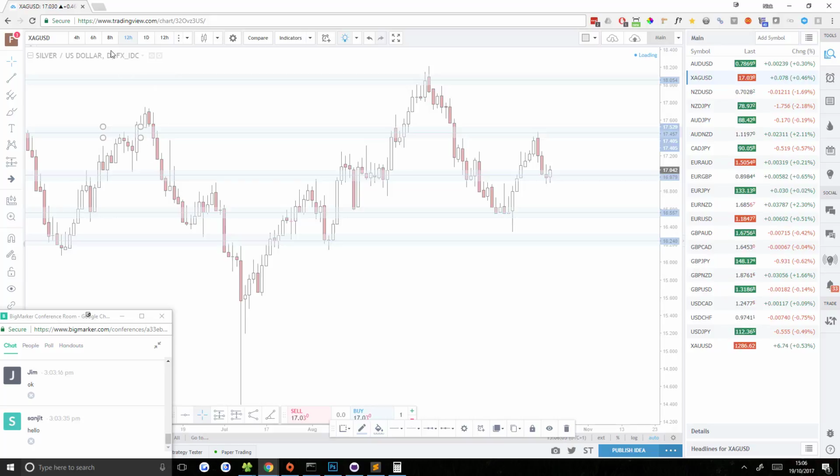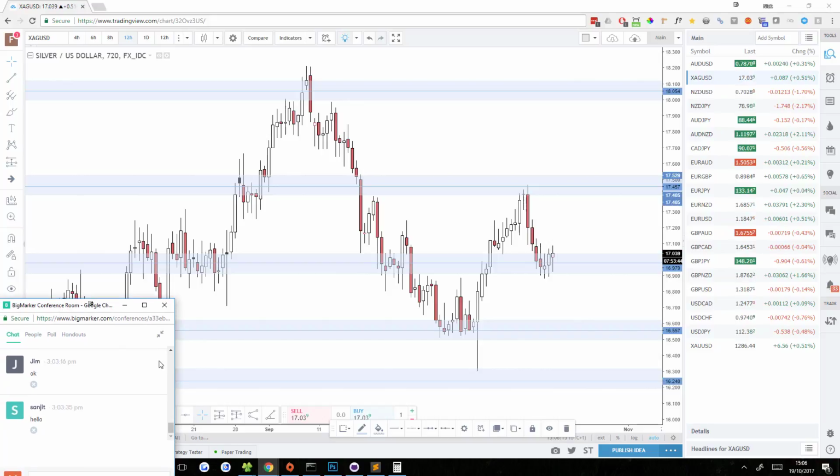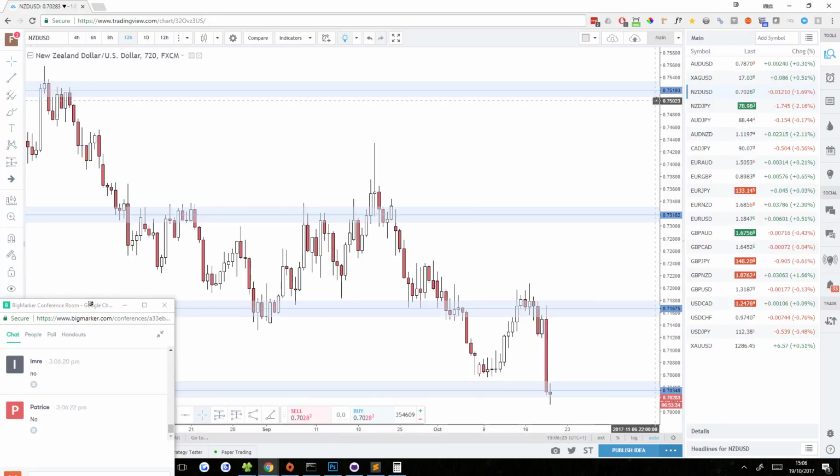Has anyone entered this one, by the way? I don't know why my charts are lagging out. Is anyone long on silver right now? No? Alright, cool. Never mind. No point discussing it then.